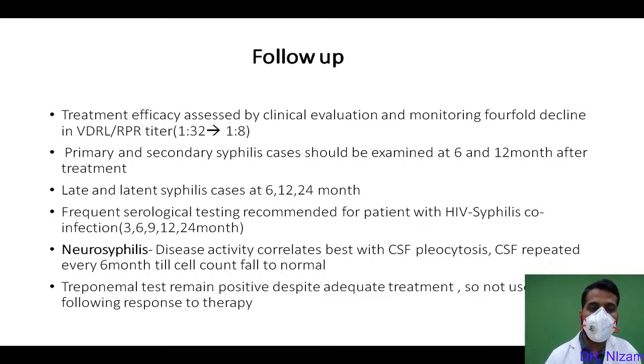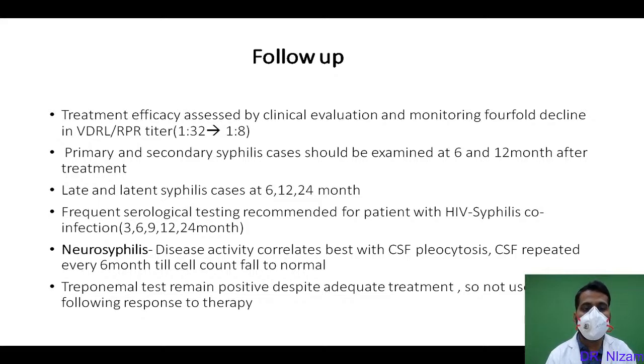Now, how do you follow up such cases? The treatment efficacy is assessed by clinical evaluation and by monitoring a fourfold decline in VDRL or RPR, that is from 1:32 to 1:8. If this happens, it means there is treatment efficacy. If it doesn't happen, then, as I said in the previous slide, it is seroresistance.